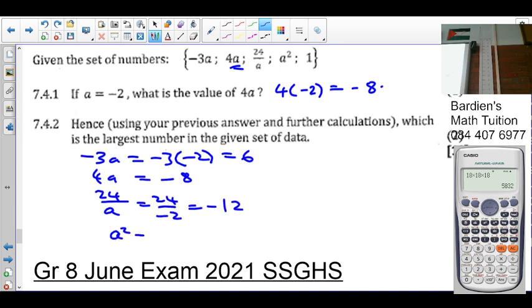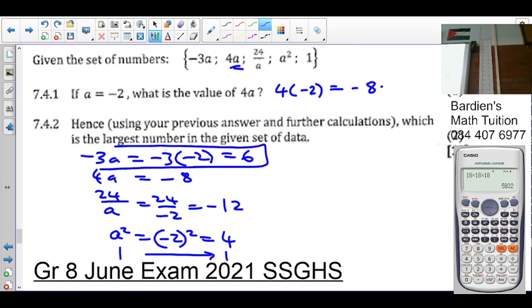A squared is negative 2 squared, which is 4. And then 1 remains 1. Which is the largest number here? 6. So therefore, the answer is negative 3a.